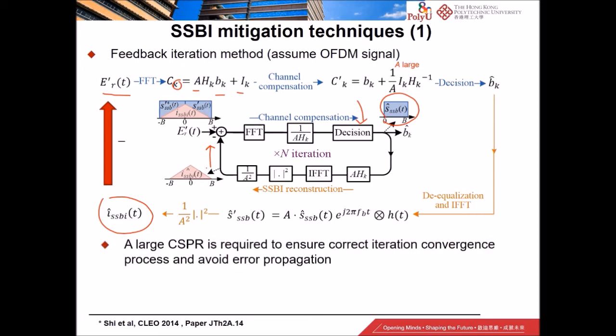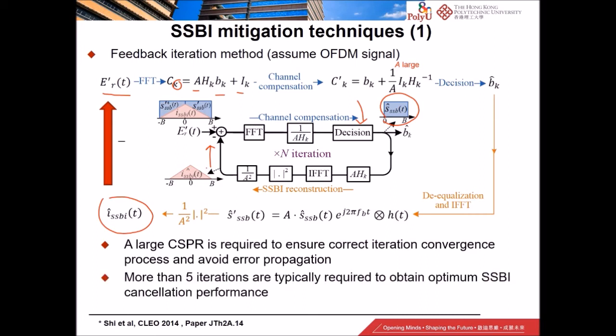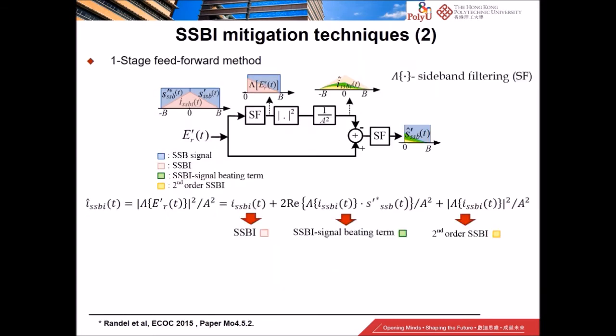Okay, so in this case, of course, we would need a large carrier to signal power ratio. The constant A needs to be large enough to ensure correct iteration convergence, and avoid error propagation. So this process needs to be iterated a few times, typically more than 5 times, to obtain good SSBI cancellation performance. Okay, so this is one feedback method to eliminate SSBI. Now there are other methods.